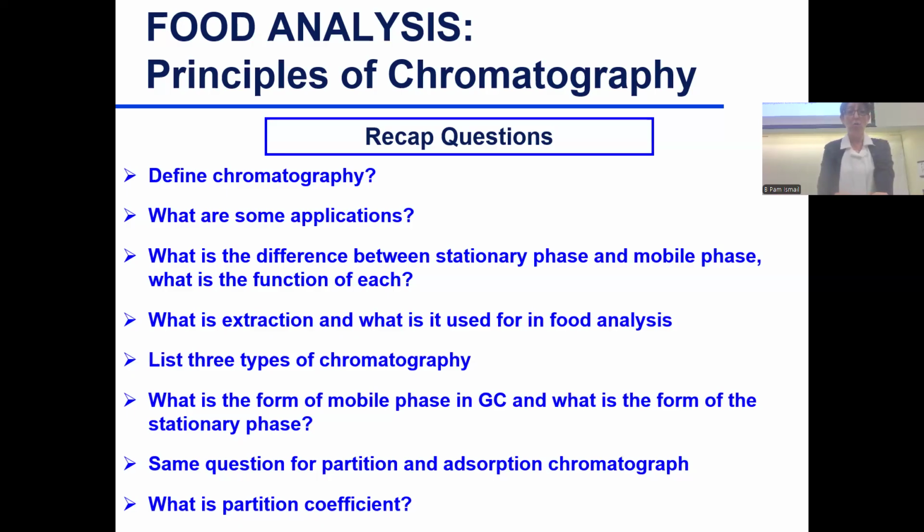Okay, so what's the difference between a stationary phase and a mobile phase, and what is the function of each? Anybody want to give it a try? Yes, Ali? Stationary phase: the compound in the solution that's more attracted to it will stick to that. And the other compound in the solution, or multiple compounds, it depends on the difference in polarity of the stationary phase and the mobile phase. The other compound will go into the mobile phase and it will elute faster than the stationary phase.